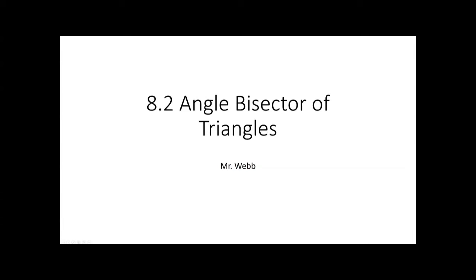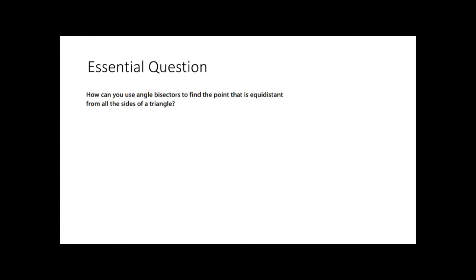This is module 8.2, angle bisector of triangles. So the essential question: how can you use angle bisectors to find the point that is equidistant from all the sides of a triangle? So we've already talked about, you have your triangle here, and it's like an inscribed polygon where it's inside a circle, right?